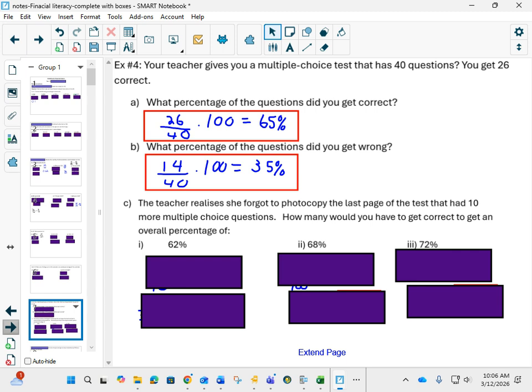Okay, so now how many questions are there? If they added 10 more questions, does it make sense? Now there are 50 questions. What do you have to get out of 50? What number has to be on the top to make 62%?